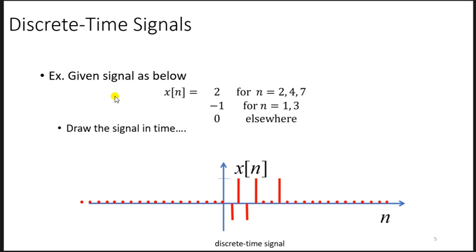So if you're given a signal that is x[n] equals 2 for n at 2, 4, and 7, and then negative 1 for n at 1 and 3 and 0 elsewhere. So you can draw the signal as impulse signal. So amplitude 2, x[n] equals 2 at 2 and 4 and 7, okay, and negative 1 at 1 and 3, and so the rest is 0.